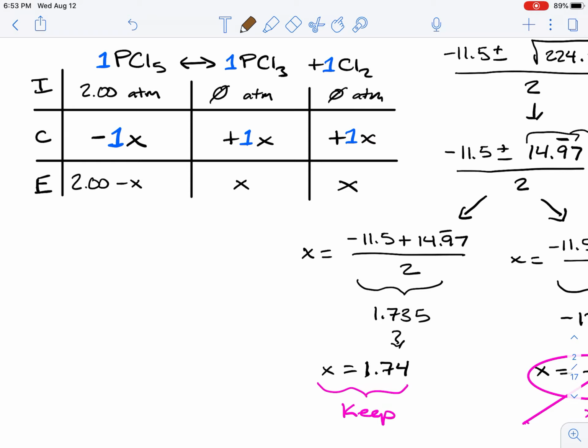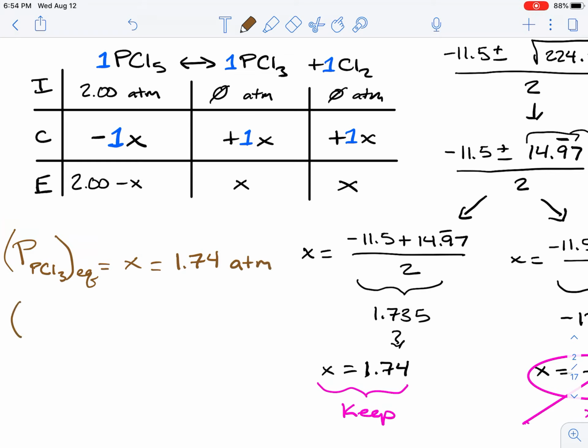And so for PCl3, the partial pressure of PCl3 at equilibrium is defined as x, which is 1.74. And so now that I'm describing that the value of x is the partial pressure, I need to put in my unit, which is atmosphere. So please don't forget that.